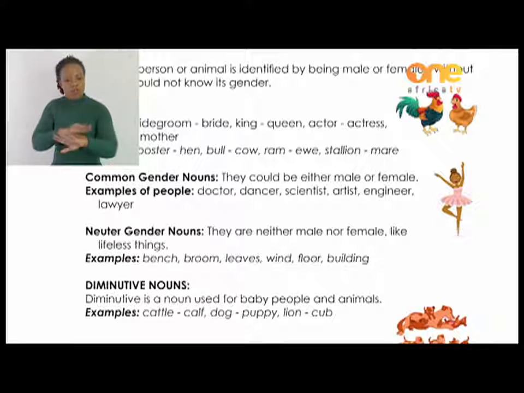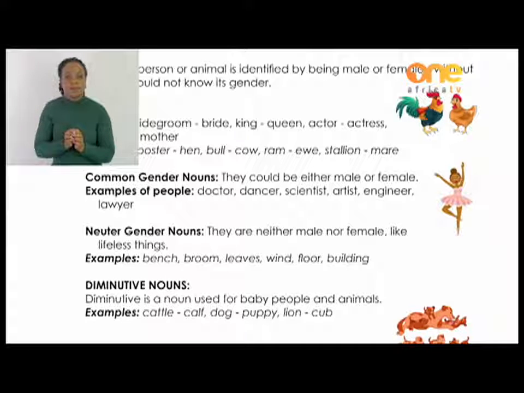Dancer. Scientist. I've heard people saying, my mother is a scientist, my brother is a scientist. So the noun scientist works for both. Artist, engineer, and lawyer.